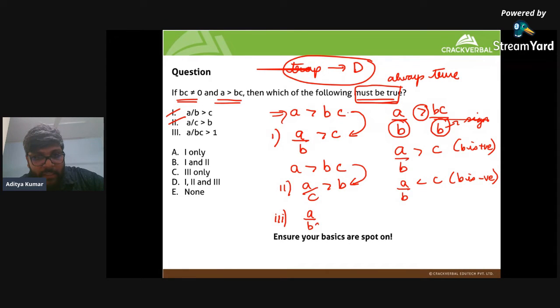A by BC is greater than 1. The only way I can go from this equation to this equation is divide both sides by BC. And I don't know what sign BC takes, right? So I don't know whether I'm going to flip the inequality sign or keep it the same. So out goes 3, leaving me with my answer, none. The trap answer would be D, 1, 2, and 3, for people who forget the fact that you can never multiply or divide both sides with a variable until you know the sign of that variable.